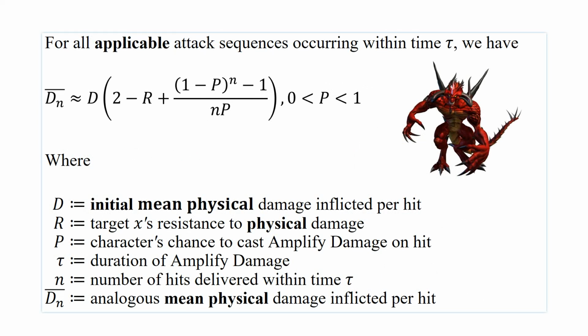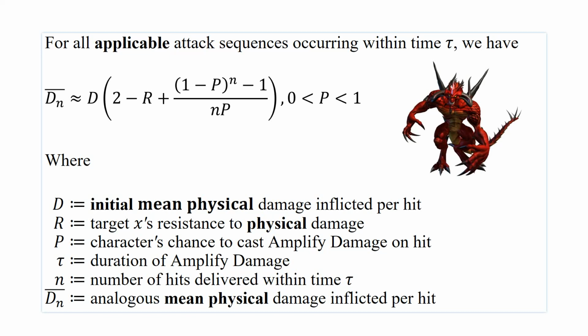That is, for all applicable attack sequences occurring within time tau, the analogous mean physical damage inflicted per hit, that is d sub n bar, is roughly equal to this equation, where d is the initial mean physical damage inflicted per hit, which is constant, r is the target's resistance to physical damage, again constant, p is the character's chance to cast amplify damage on any particular hit, again constant, tau is the duration of amplify damage, and n is the number of hits delivered within time tau.